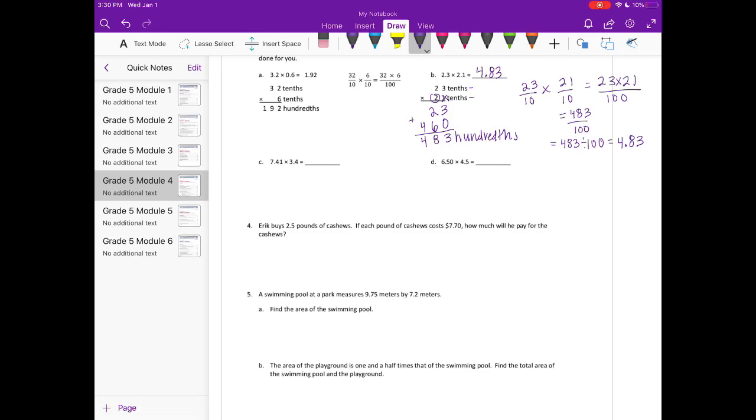Letter C, 7 and 41 hundredths. That would be equal to 741 hundredths times 3 and 4 tenths, which is 34 tenths. So we have 741 hundredths times 34 tenths.